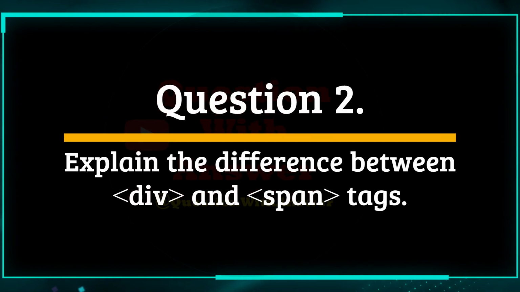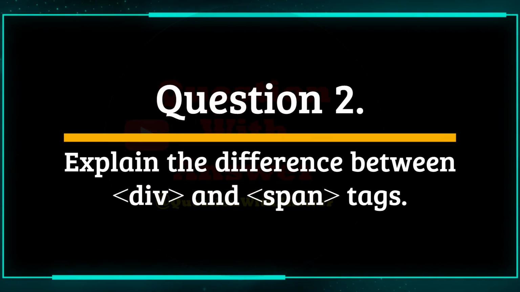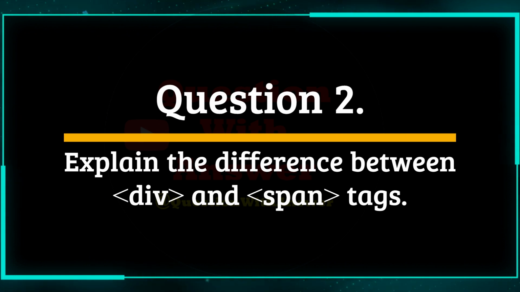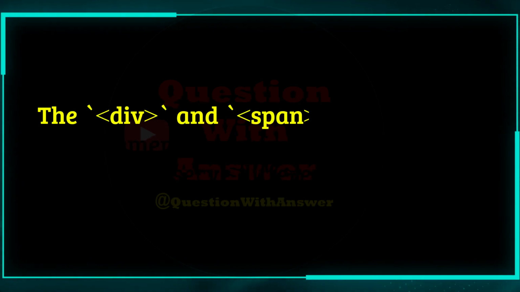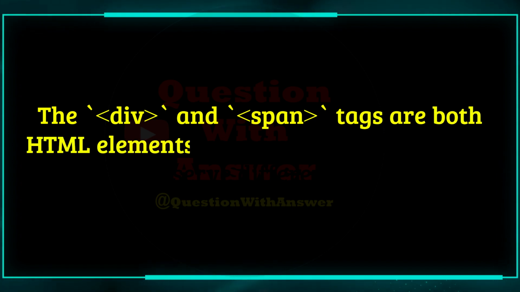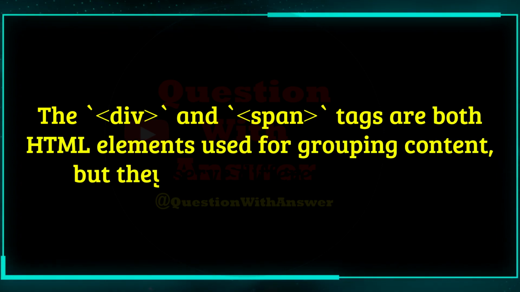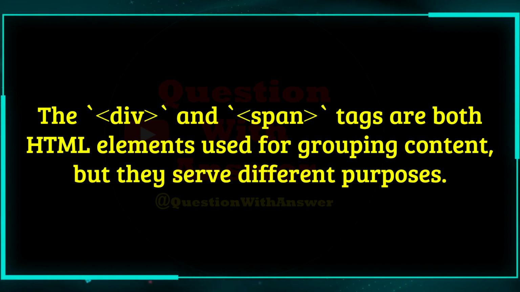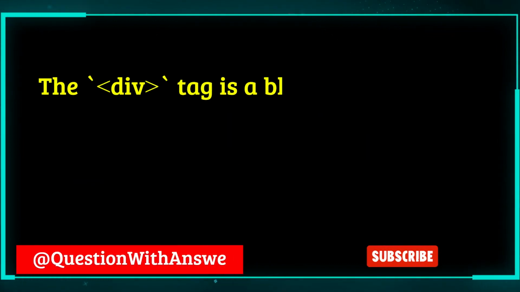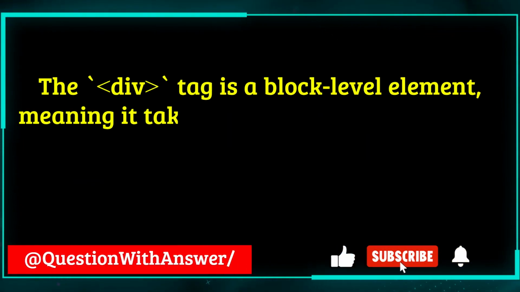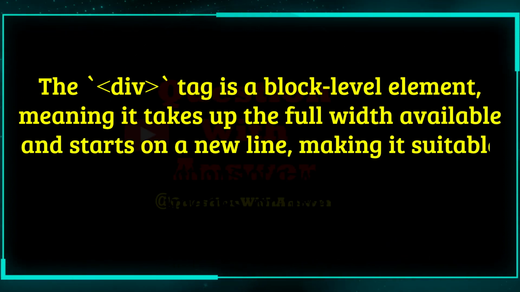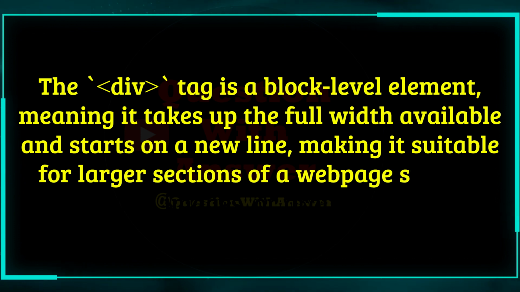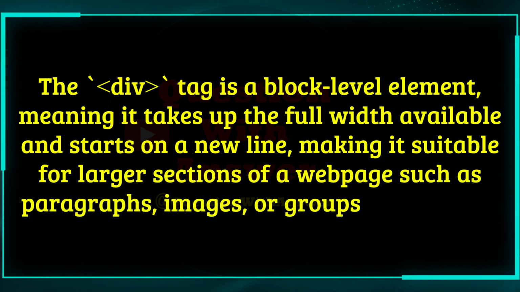Question 2. Explain the difference between div and span tags. Answer. The div and span tags are both HTML elements used for grouping content, but they serve different purposes. The div tag is a block-level element, meaning it takes up the full width available and starts on a new line, making it suitable for larger sections of a web page such as paragraphs, images, or groups of elements.